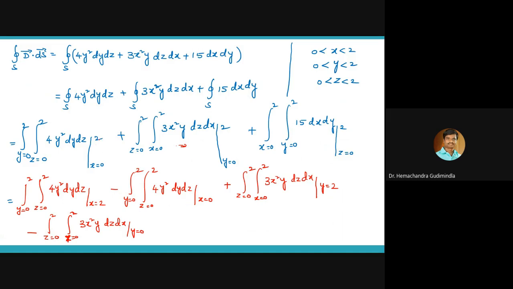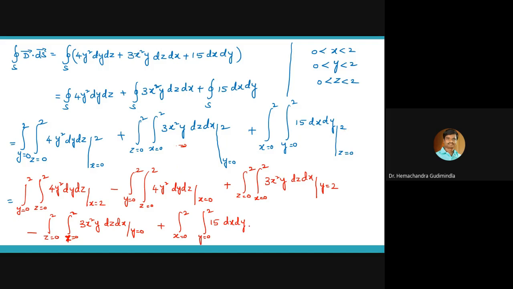How am I writing the upper limit term and the lower limit term, plus again this third term. This third term again I am splitting into two portions. One is the upper limit, another one is the lower limit, right? Same thing, x equal to 0 to 2, integral y equal to 0 to 2, 15 dx dy. Here z is having 0 to 2 variation. That means the upper limit is 2, the lower limit is 0, right?